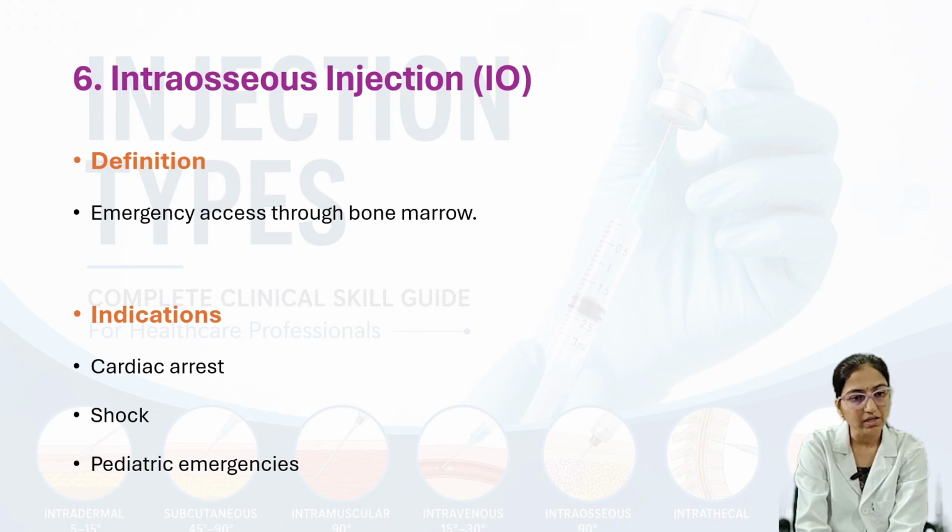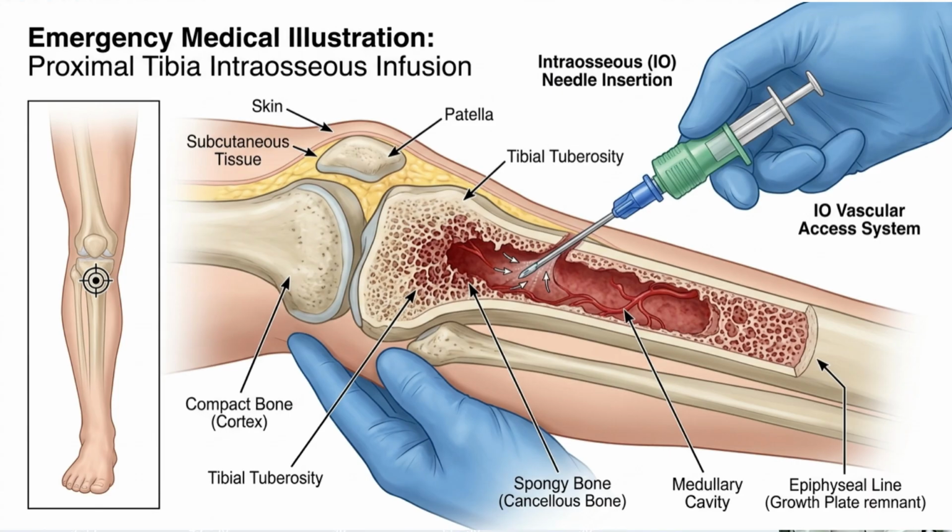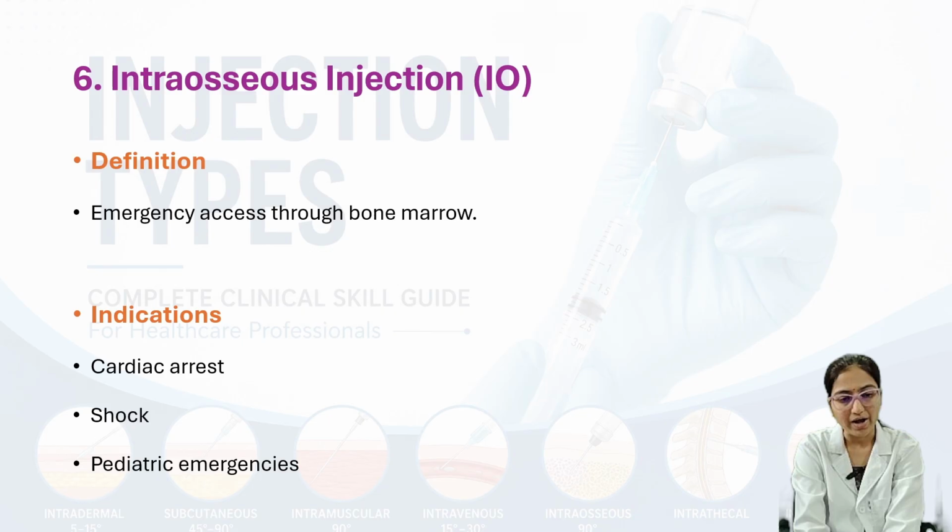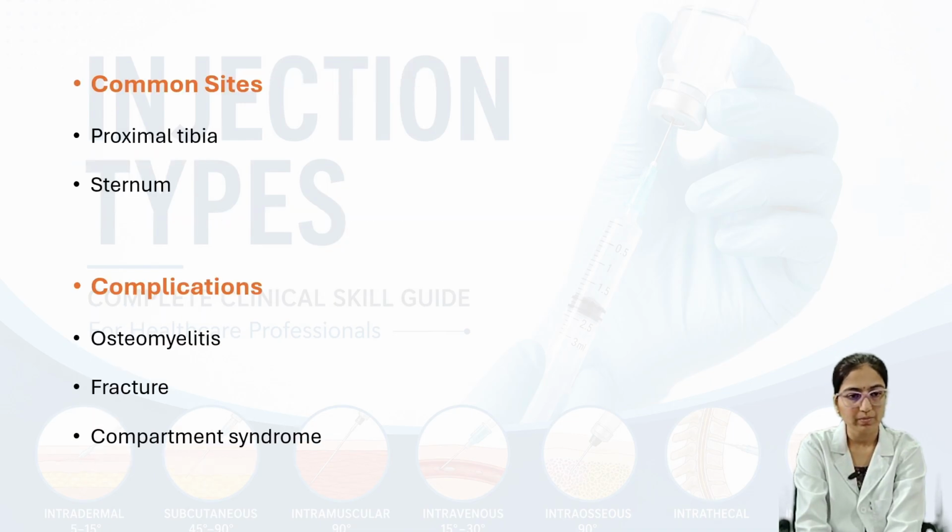Next, we'll see intraosseous injection. Here, emergency access through bone marrow, and then indications are in the case of cardiac arrest, shock, and then pediatric emergencies. And then common sites are proximal tibia and then sternum.